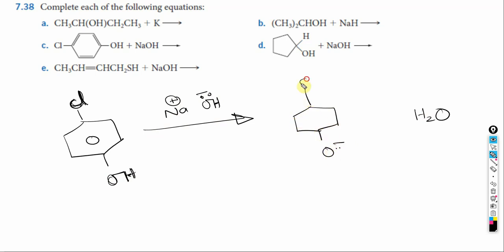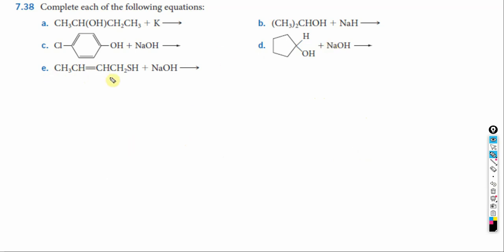That is the sodium cation. So sodium phenoxide is going to be the product, or para-chlorosodium phenoxide, and water. And this is not going to be a very reversible reaction, because phenols, being stronger acids, can essentially give you a one-sided reaction with a strong base like sodium hydroxide.